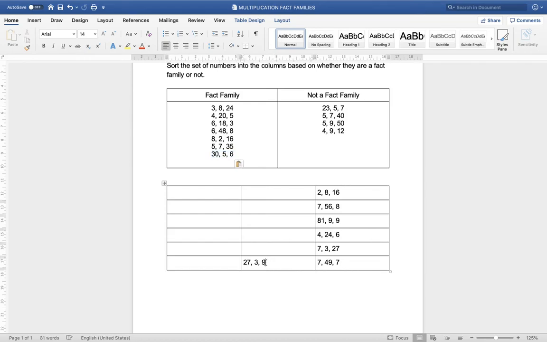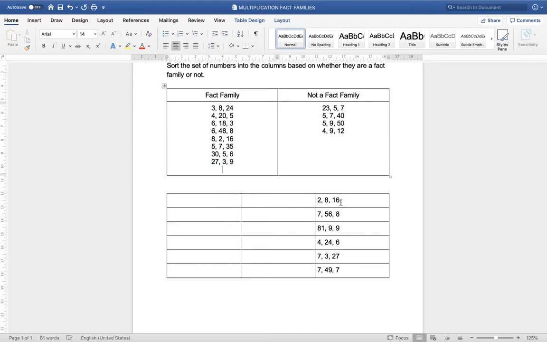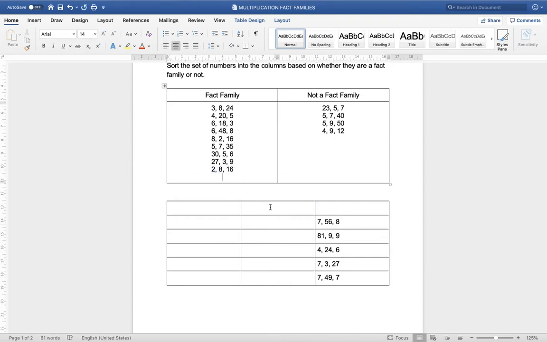Over here, 27, 3, and 9. Well, 27 divided by 3, hey, it's 9. That's a fact family, so we're going to put that in there. I need more space here. 2, 8, and 16. Well, 2 times 8 is 16, so that works. Over here, hey, I put that one in twice. Made it easy for you. 7, 56, and 8. 7 divides into 56 8 times, so that one is a fact family. So that's going over here.